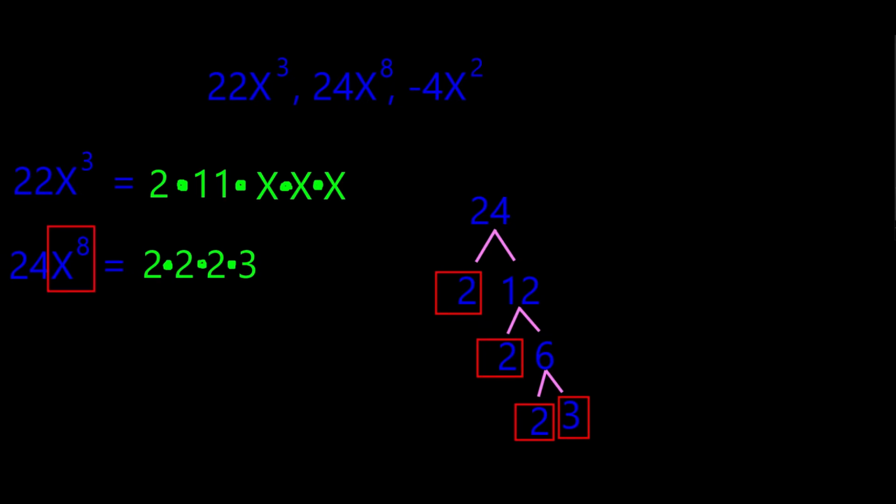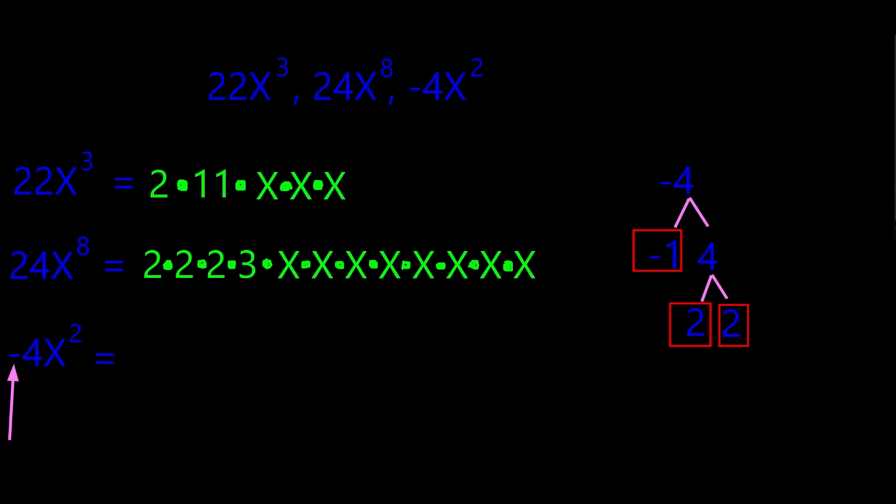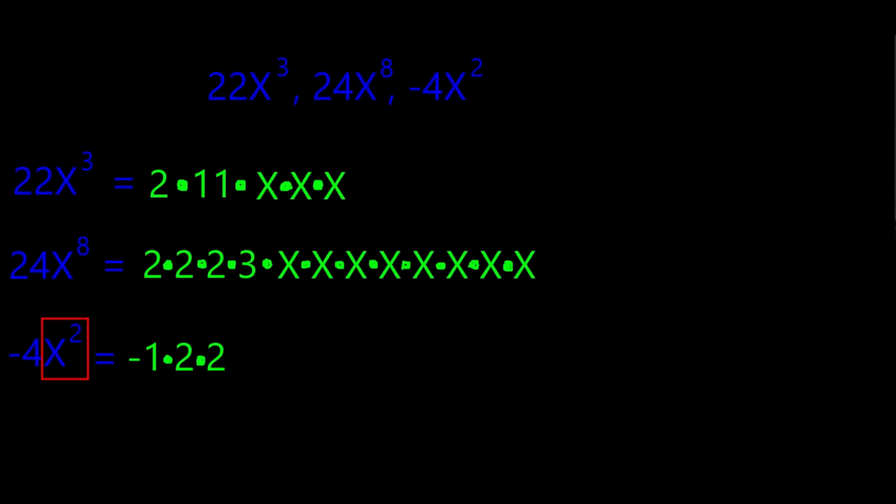X raised to the power of 8 is x multiplying by itself 8 times. This minus 4 means there is a minus 1 multiplying by 4. The prime factors of 4 are 2 and 2. X raised to the power of 2 is x multiplying by x.